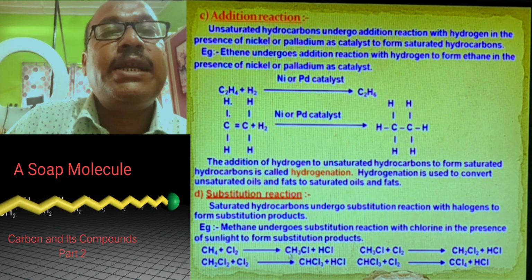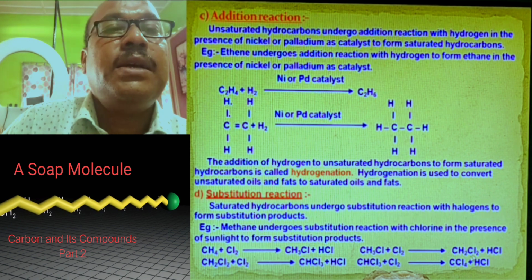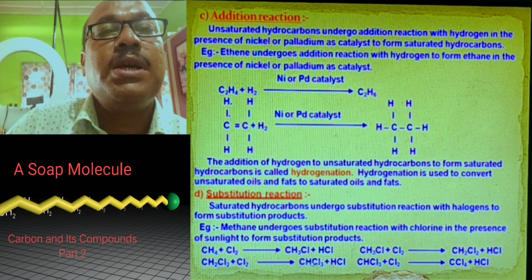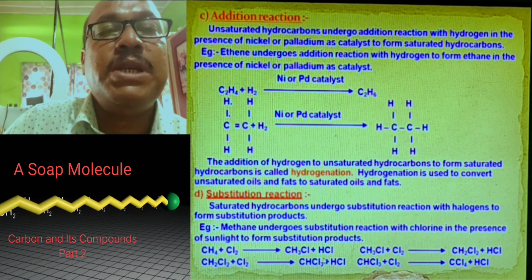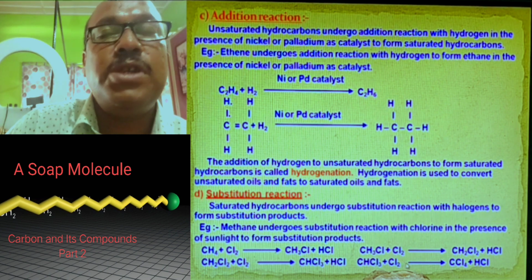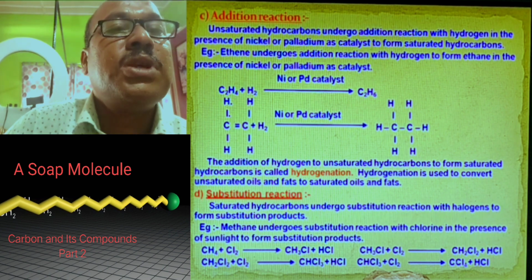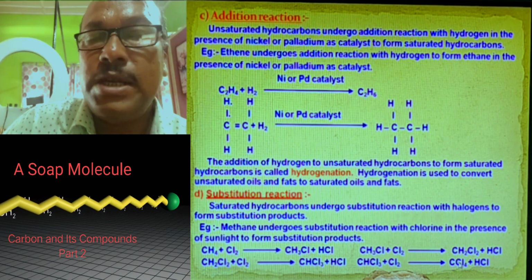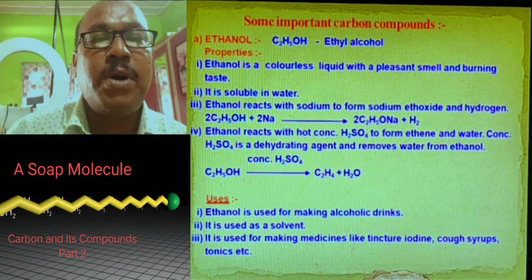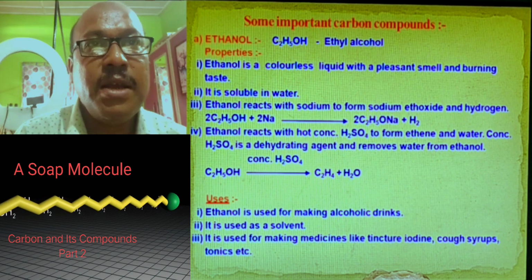This chloromethane can again be reacted with chlorine to produce dichloromethane. This dichloromethane can be reacted with chlorine in the third reaction to produce trichloromethane, and finally the trichloromethane can be substituted again with 1 chlorine to produce carbon tetrachloride or tetrachloromethane. So this is how carbon compounds can show substitution reaction.